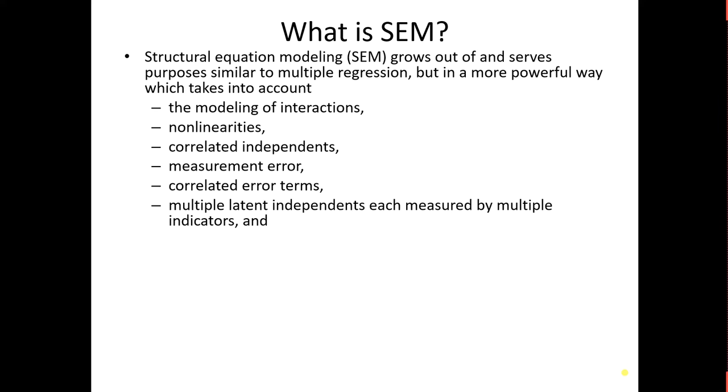Similarly, multiple latent independent variables or multiple latent dependent variables may also be modeled in this structural equation modeling approach. And these latent independent variables are very similar to what is called a factor. So a latent independent variable is represented by multiple indicators or observed variables. Very soon you will be familiar with this in the next slides.